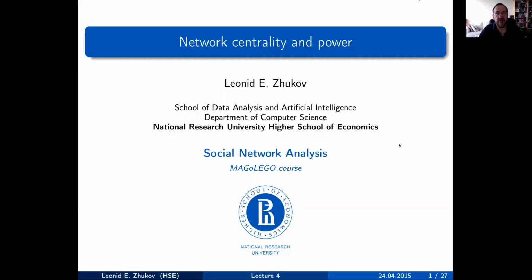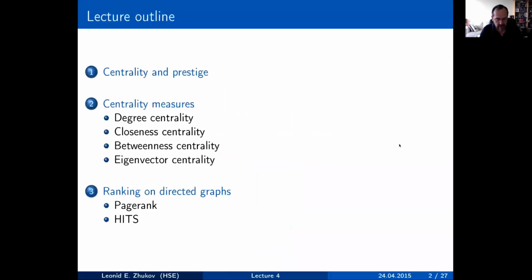Topic for today's lecture is network centrality and power. We'll cover several topics today. We'll talk about, in general, the notions of centrality and prestige in the network, and we'll discuss several metrics that you can use to determine centrality of nodes in the network. After that, we'll talk about ranking on directed graphs.